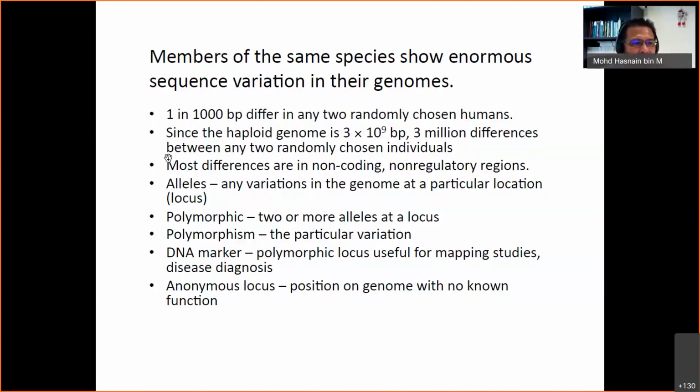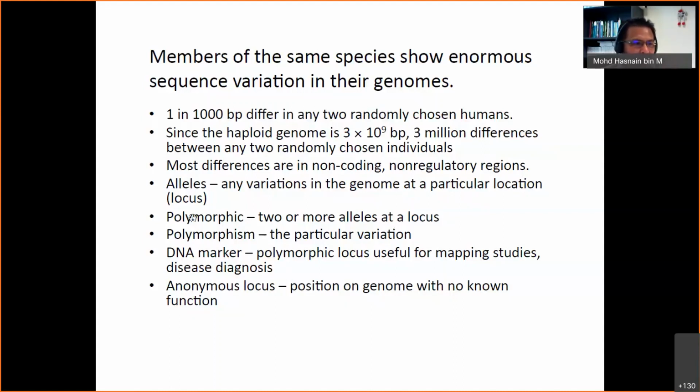So alleles are any variation in the genome at a particular location. At a particular location, if there are differences, that is called an allele. The location is the locus. It's quite easy to remember: locus, you relate to position, location. Polymorphic means 2 or more alleles at a given locus, and polymorphism is the particular variation.